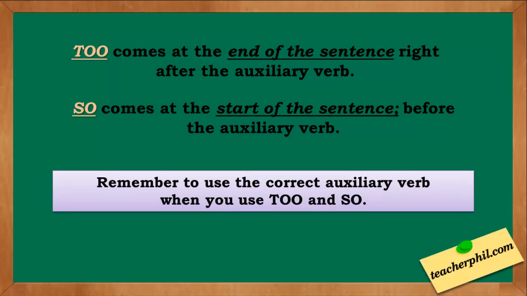Remember to use the correct auxiliary verb when you use too and so. If the speaker used a modal, then also use a modal. If he used a be verb, use a be verb. If you use an action verb, then make sure that you use the correct tense of the verb as well.